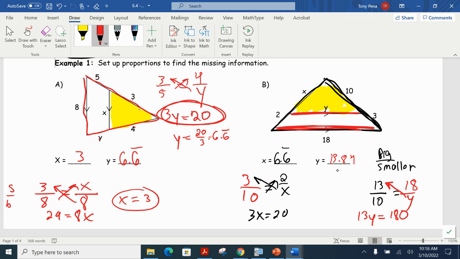And again, you probably didn't do it that way. That's a little different. I would have probably just done y over 18, the small bottom compared to the big bottom, and then the small right-hand side over that big right-hand side. But it's ultimately the same exact thing, just a little different rearrangement.